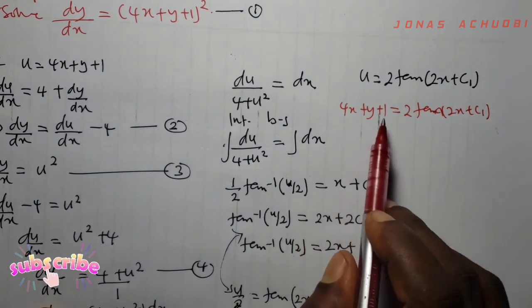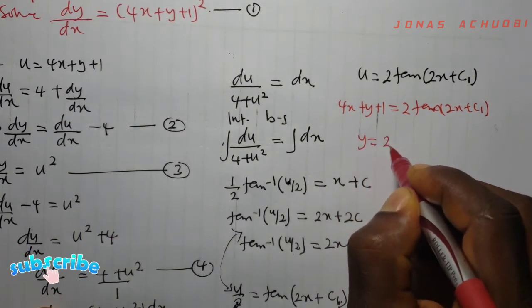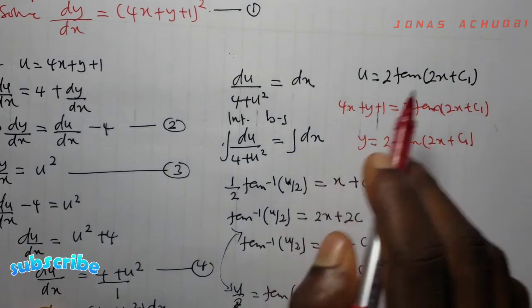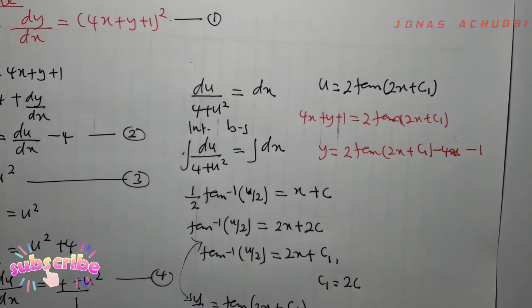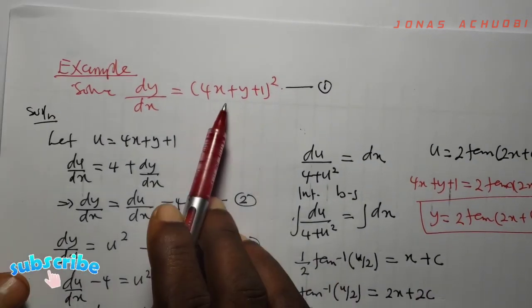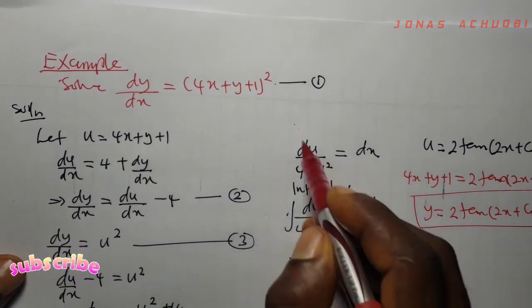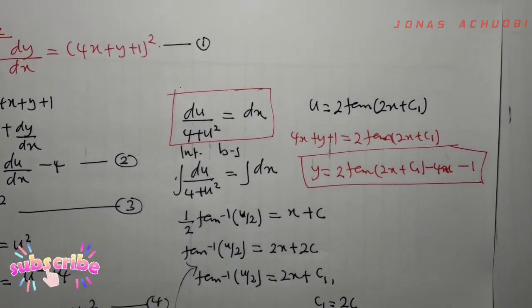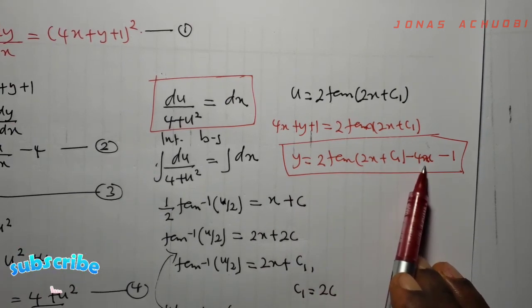We want to find the value of y. So we send 4x and 1 to the right hand side. So we have that y is equal to 2 the tangent of 2x plus c1. 4x to the right becomes negative 4x, and of course plus 1 to the right becomes what? Negative 1. So we have now solved the original differential equation, which was not separable. We have reduced it to a form that is separable over here, and we have applied the method of separation of variables to solve the equation. And our solution is y equal to 2 tangent of 2x plus c1 minus 4x minus 1.